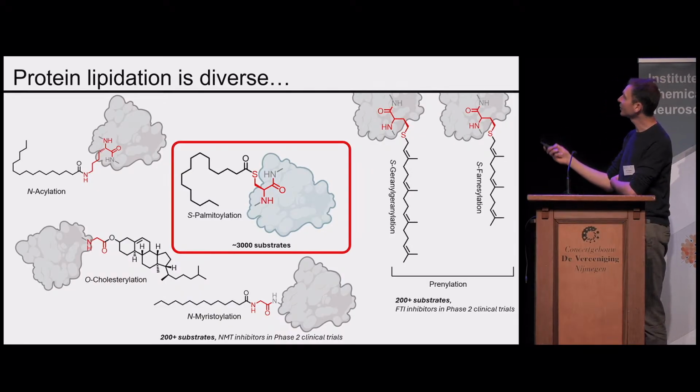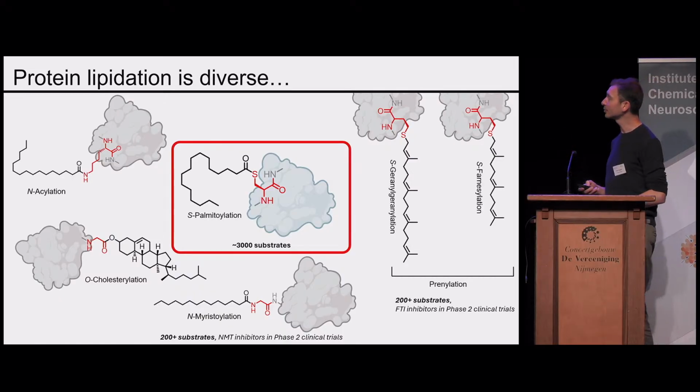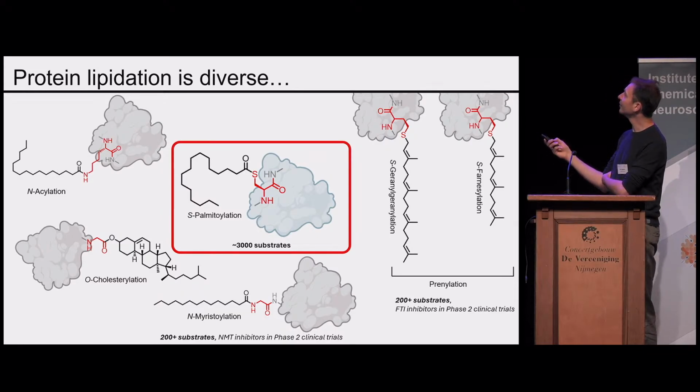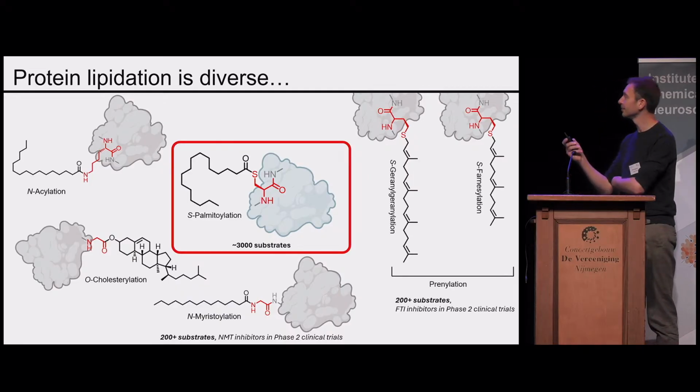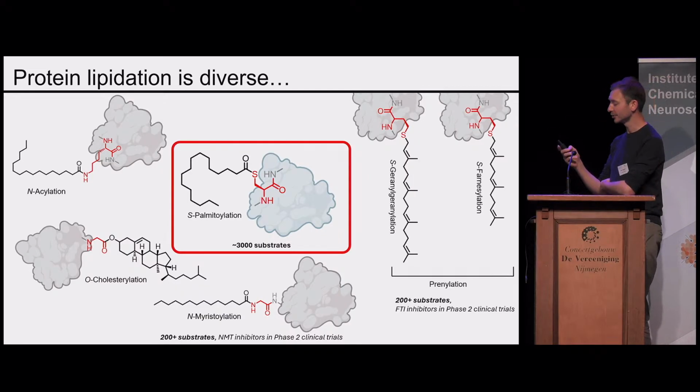And we have one special case here. This is S-palmitoylation, which has about 3,000 substrates in humans, at least that is thought. And this is the only lipid post-translational modification which is reversible. There's a group of enzymes that attach it and a group of enzymes that remove it. I will also specifically focus on this type of lipidation today.